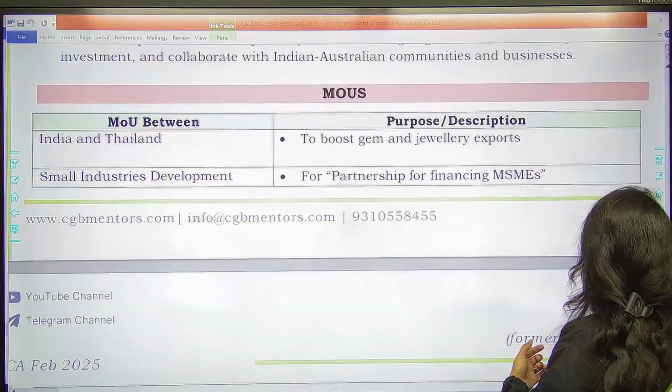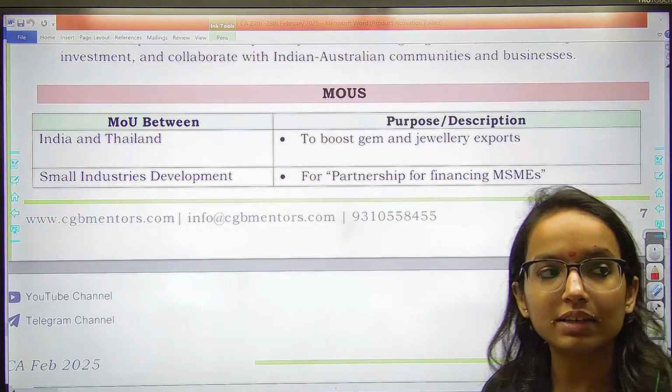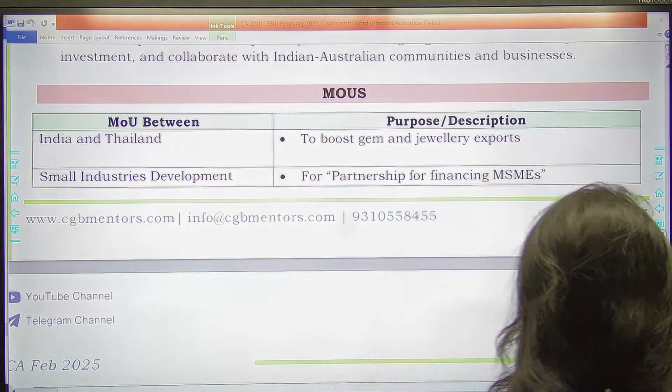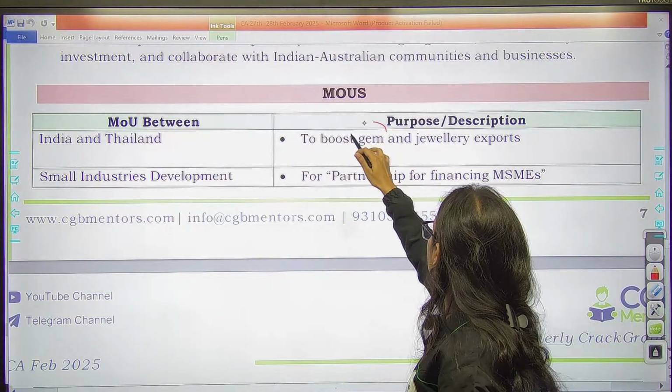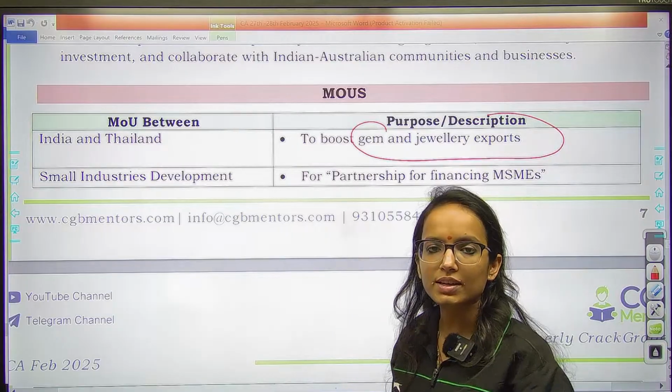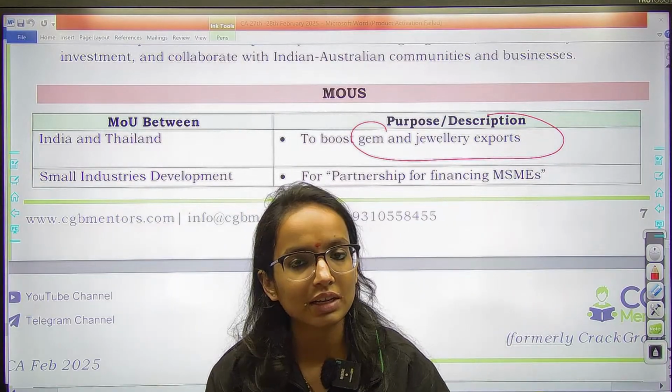Then talking about MOUs, so you have India and Thailand signing MOU to boost gem and jewelry exports. Remember, इंडिया ने किस कंट्री के साथ MOU साइन किया है? जेम एंड ज्वेलरी एक्सपोर्ट्स को बूस्ट करने के लिए थाईलैंड.